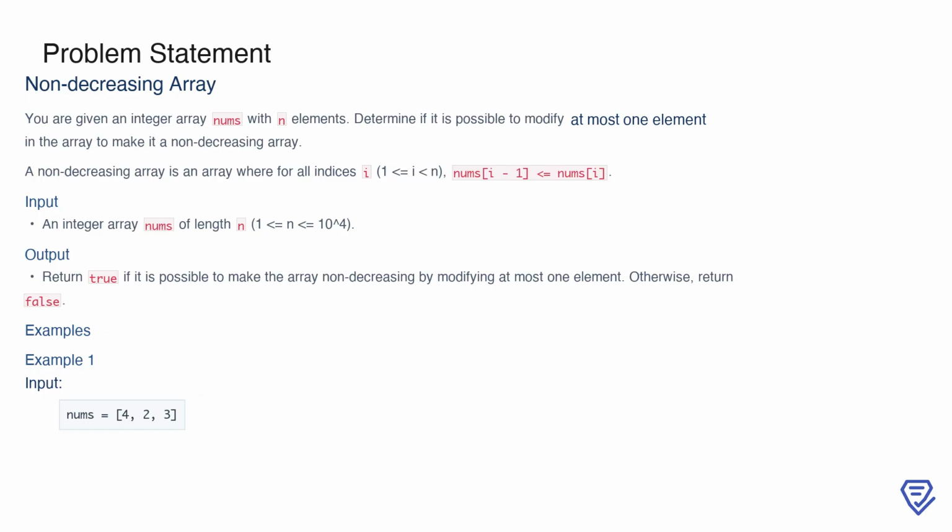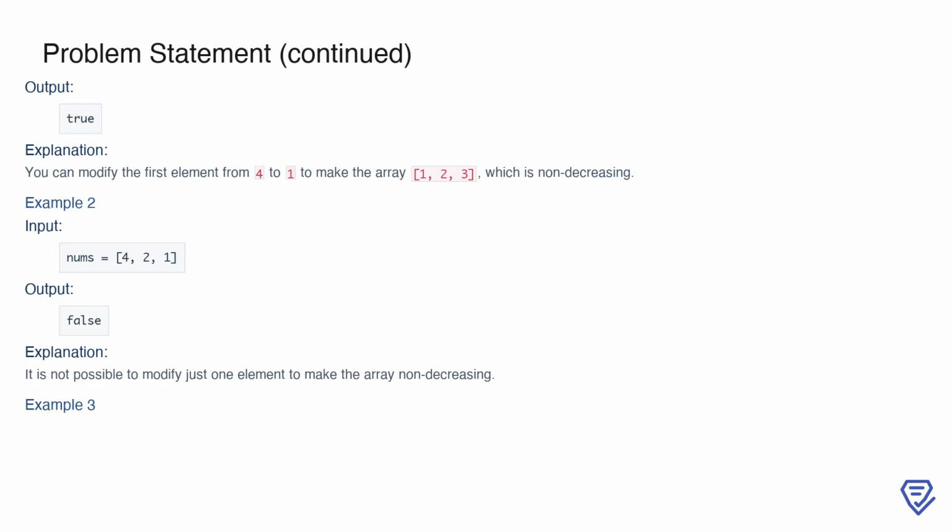The input to our problem is this integer array nums, which has a length n that can be as large as 10,000. The output will be a Boolean value, true if modifying at most one element is sufficient to make the array non-decreasing, and false otherwise. Let's look at some examples to clarify the problem.